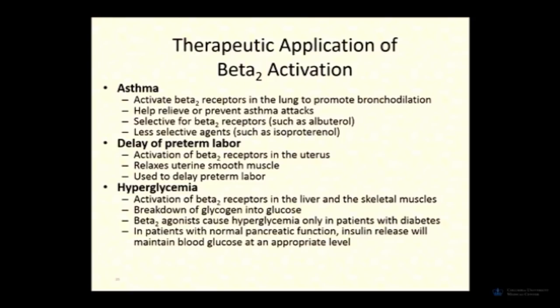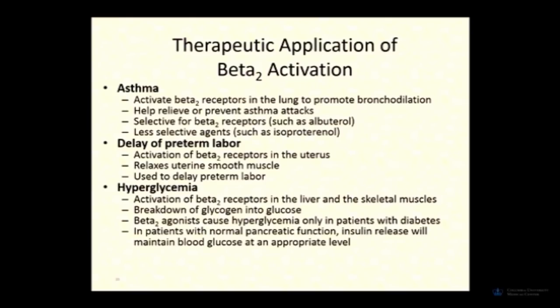Albuterol is usually the drug of choice. Isoproterenol can also be used. And usually this beta-2 agonism is through an inhaler that directly delivers the drug to the lungs. And usually these drugs are what we call rescue drugs, so that it treats an acute asthma attack, where the bronchiolar airways are constricted. We apply the beta-2 agonist, and it causes bronchodilation.